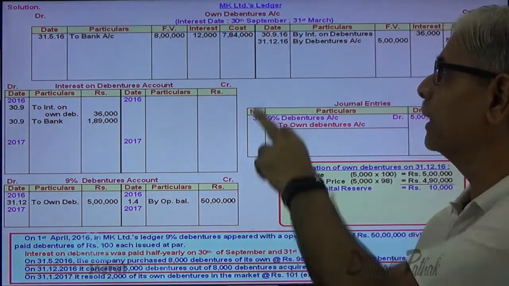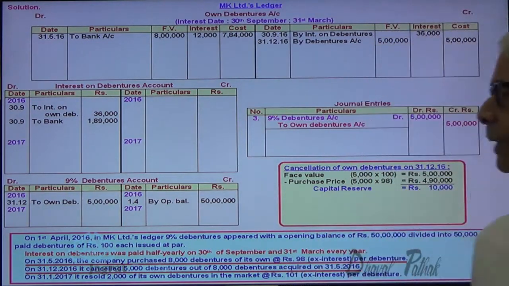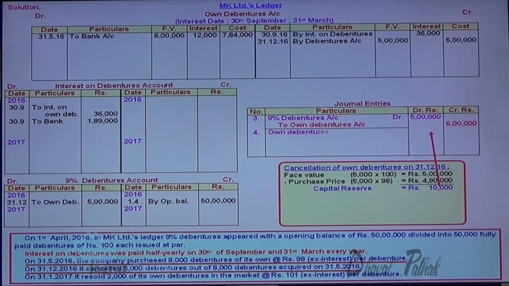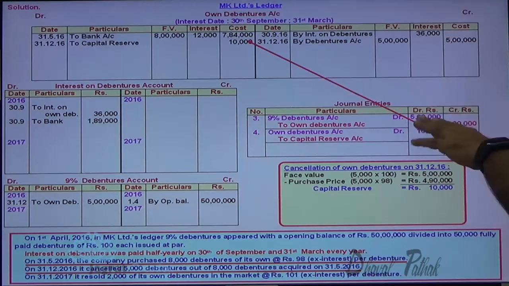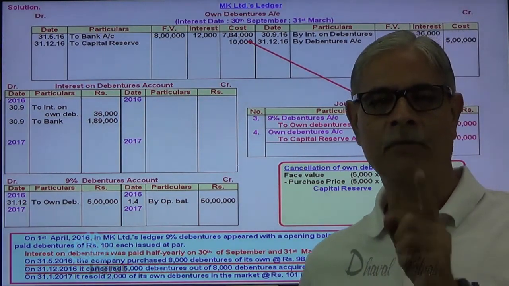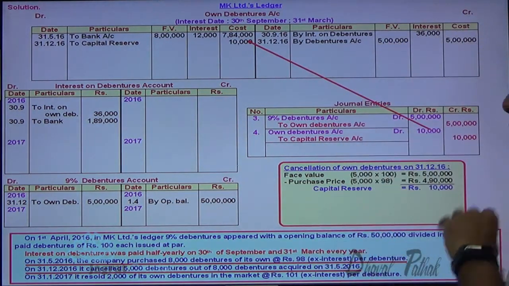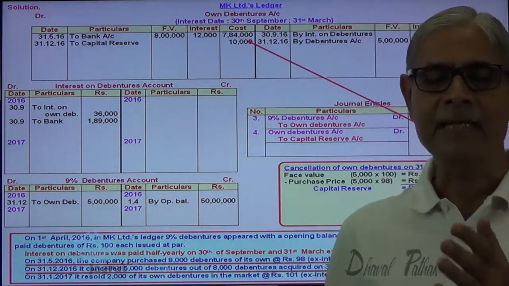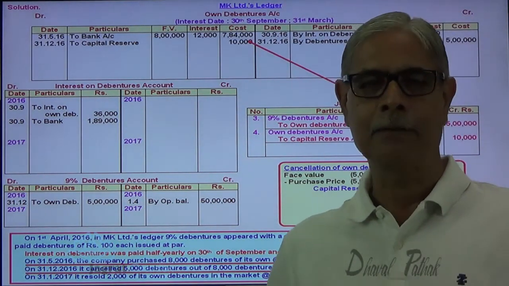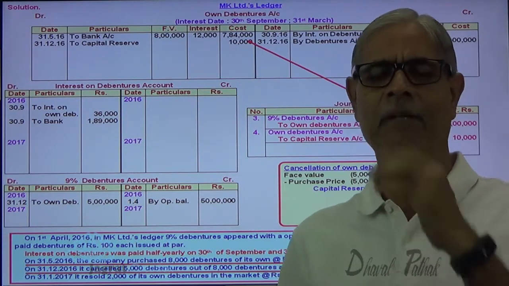For that, the entry is to be recorded with cost and sales value. The difference between the two is known as capital reserve in this case. So, own debenture account debit to capital reserve account credit. This is how the profit on cancellation is transferred to capital reserve. Now, this cancellation is alike to sale of investment.